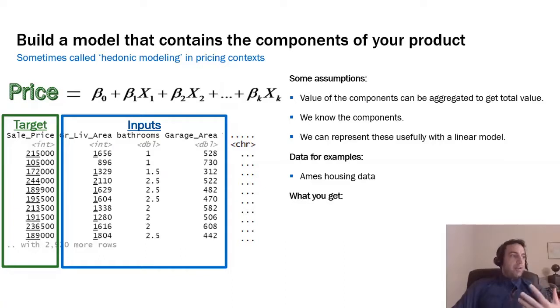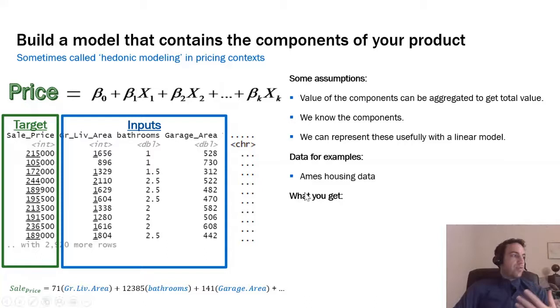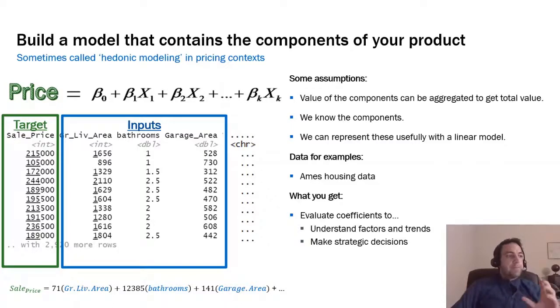Now, what you get from using regression to build a model like this. In this case, I'm just building a really simple regression model incorporating living area, which essentially represents square footage, number of bathrooms, and garage area. And what you get is these coefficients attached to each of them. In this context, you're thinking of these coefficients as representing the value associated with a unit increase of that component. So when you have these coefficients, this can actually be valuable.